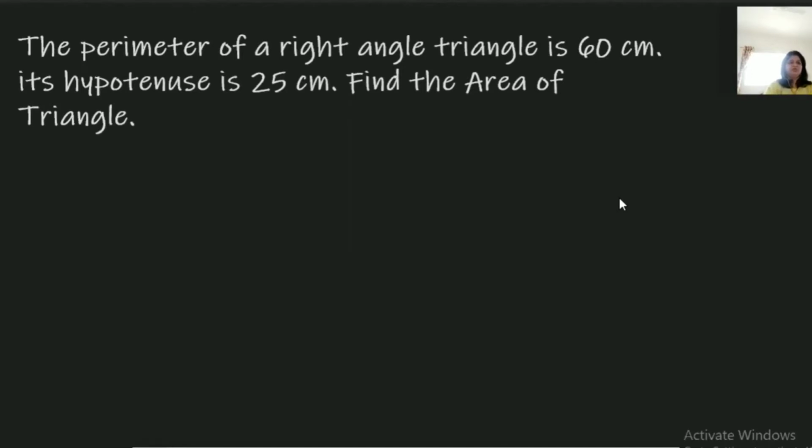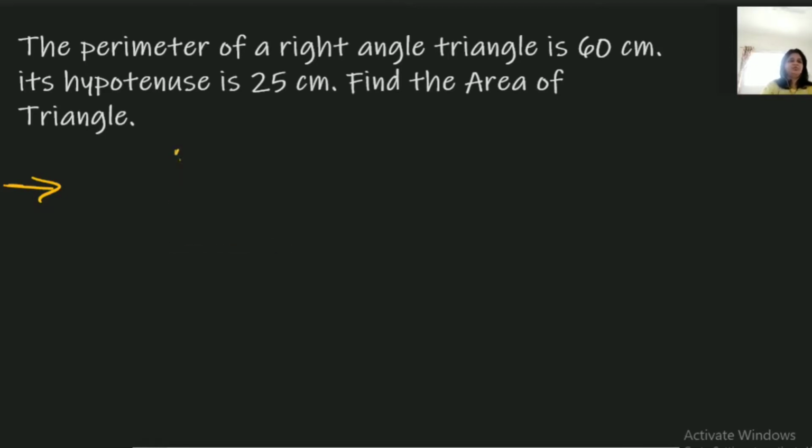Right. So two things are given. One is the perimeter and one is the hypotenuse of a right angle triangle. And we need to find here the area of the triangle. So the area of a triangle is the required thing, and the type of triangle is a right angle triangle. Let me draw one right angle triangle.